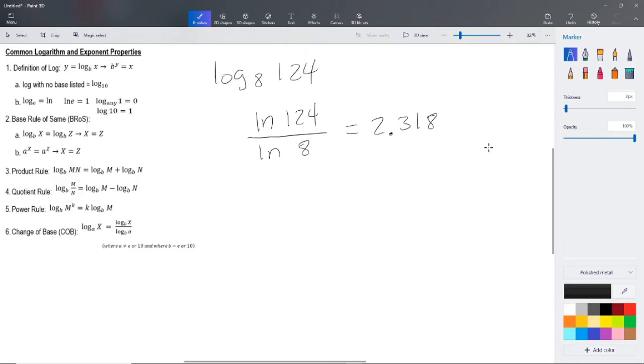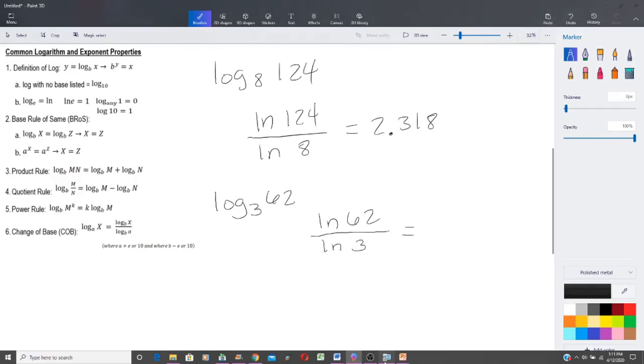Let's do another one. This one's off book, by the way. I'm just going to do this off the top of my head to see what we get here. I'm going to do the log base 3 of 62. So what we're saying is 3 to some power equals 62. Let's set it up here. We're going to have the natural log of 62 in our numerator and the natural log of 3 in our denominator. And let's see what our calculator tells us for this one here.